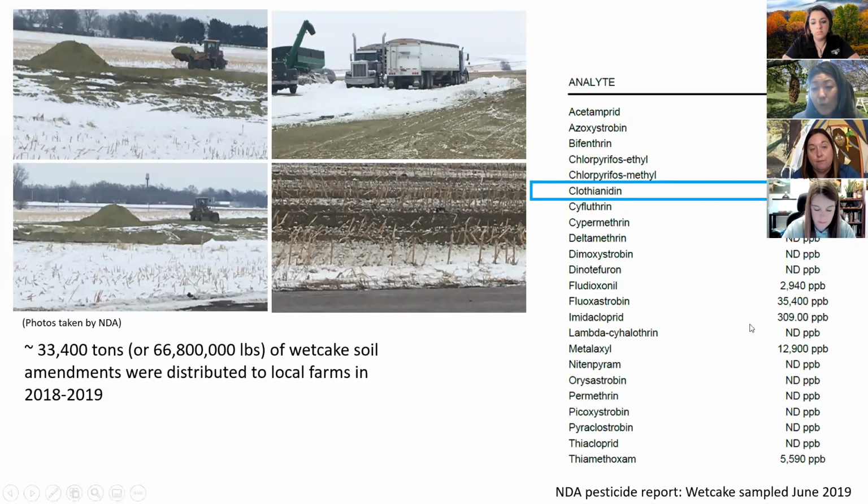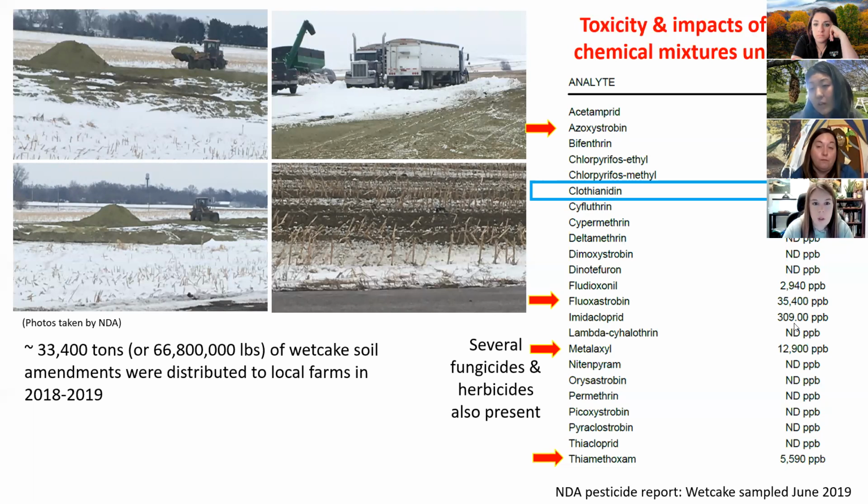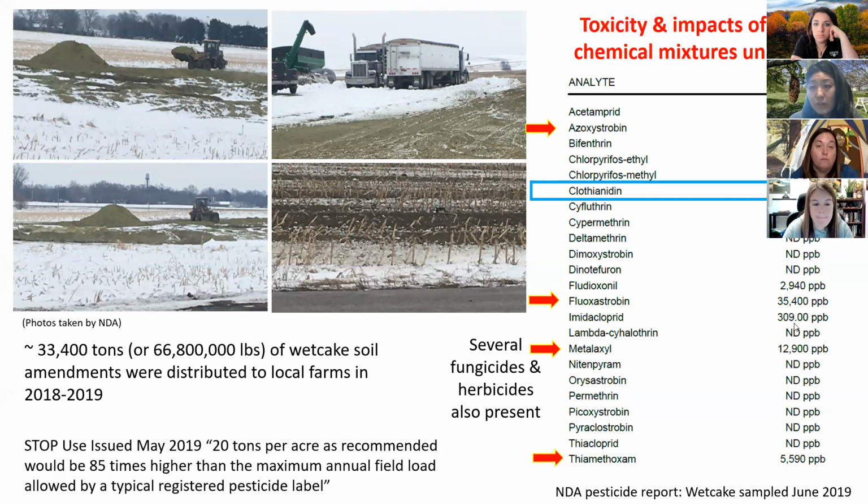Unfortunately, the problem gets worse as we keep digging into the situation, because in 2018 and 2019, 66,000 pounds of it, I'm sorry, 33,000 tons of it were land applied or used as a soil conditioner to local farmers without their knowledge. This includes a lot of these neonicotinoids as well as fungicides and herbicides, where we don't really have a strong understanding of what those toxic mixtures are going to do in terms of their impacts.